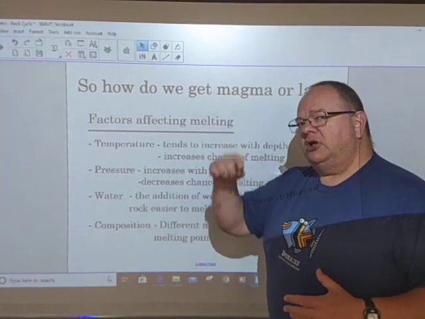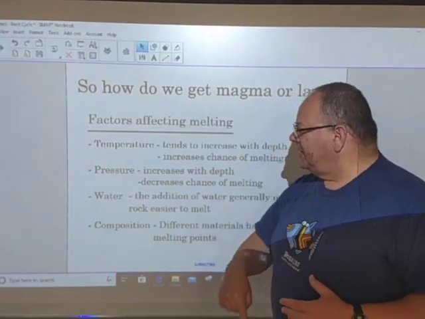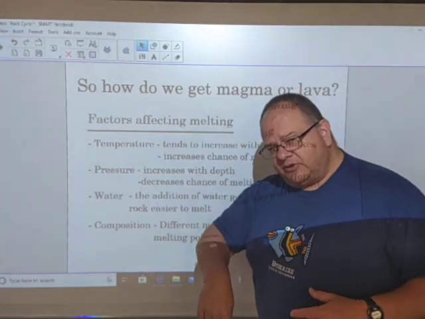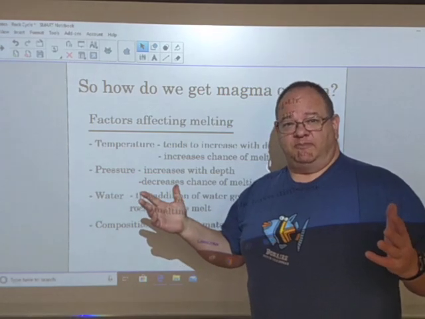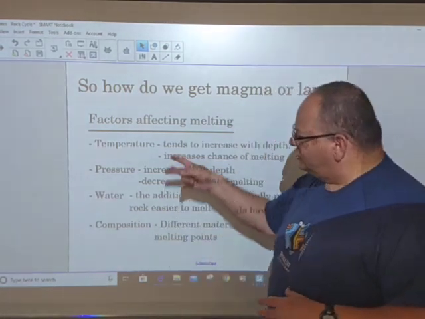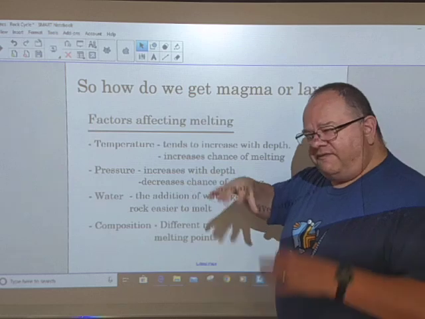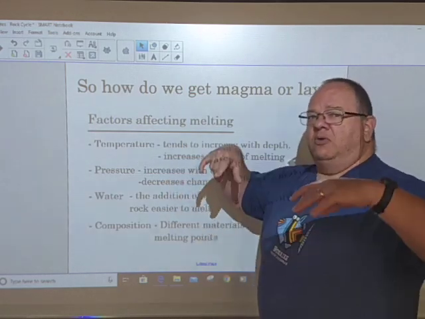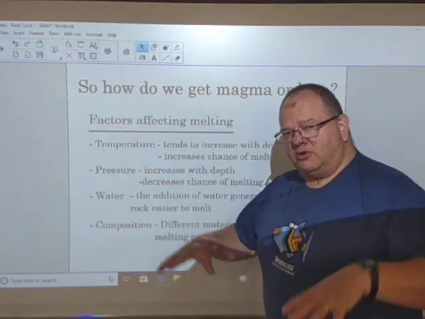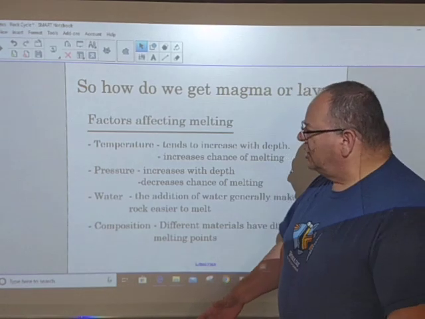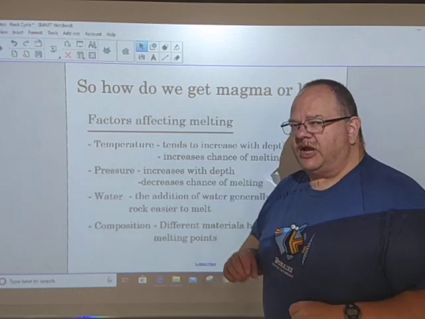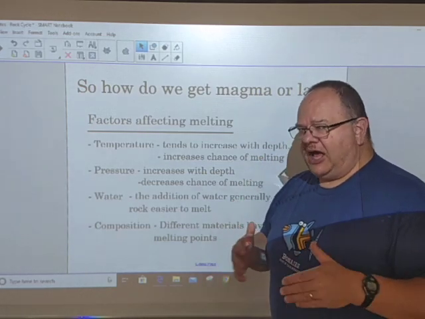Now, pressure increases with depth in the earth. We saw that temperature increases with depth in the earth. As the temperature increases, you have more chance of melting. As the pressure increases, you have less chance of melting. So those two factors, as you go in the earth, fight each other. And that's why deep in the earth, most of the earth is solid, okay? Most of the earth is solid rock. There's only places where the temperature and pressure conditions are just right to give a liquid. That's not a common thing.